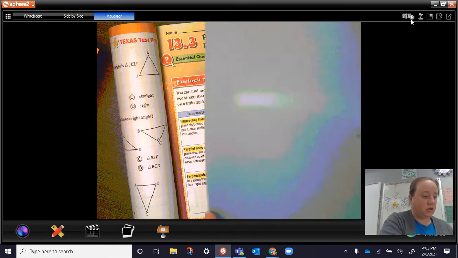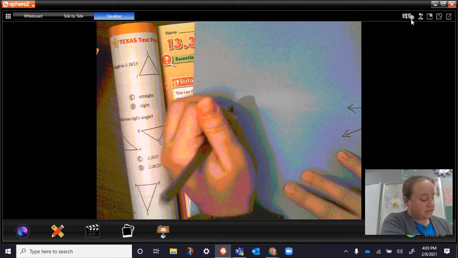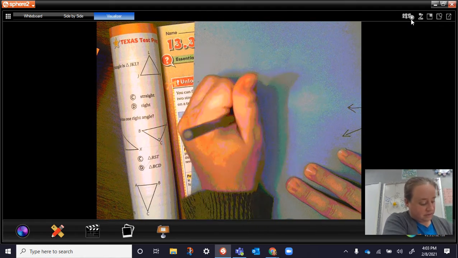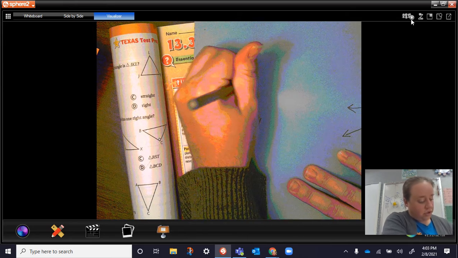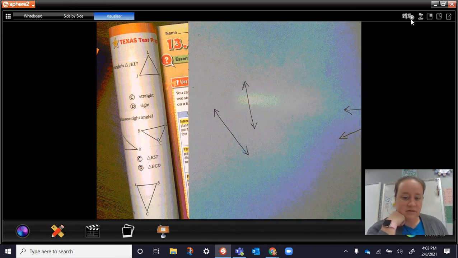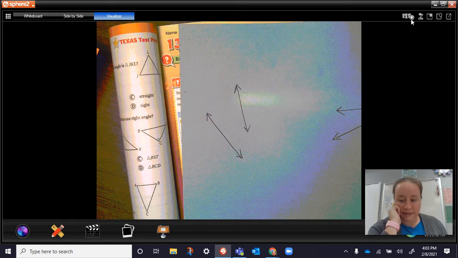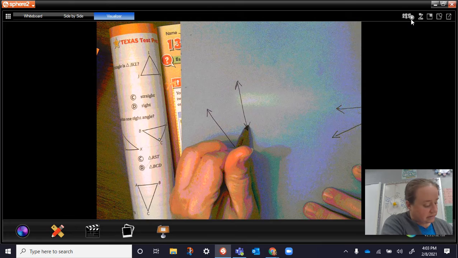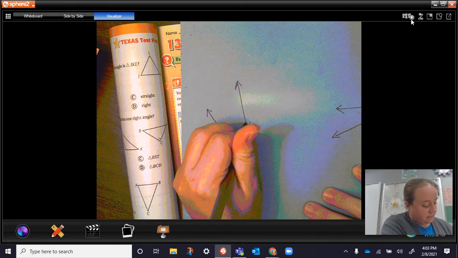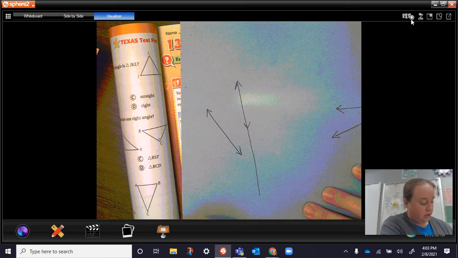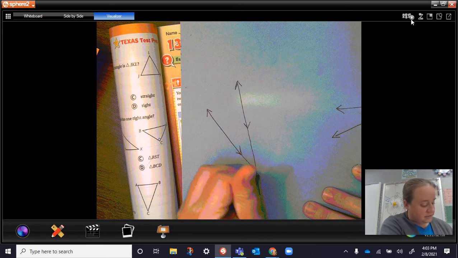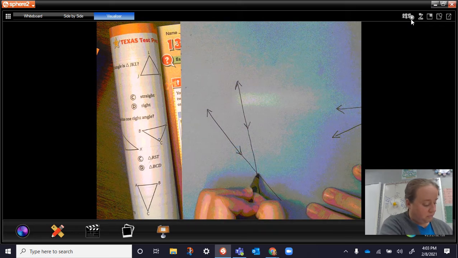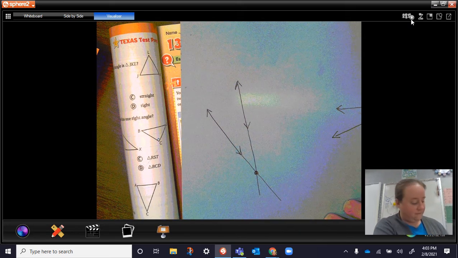Now, let me draw an example real quick. Sometimes you have lines that are not intersecting, and I can't say that these are parallel just because they're not touching. Not touching is not a deal breaker, because this line has that arrow, which means it's going to continue and continue and continue. And this one has the arrow, meaning it's going to continue and continue and continue. So at some point they will intersect. Even though they're not right now, at some point they will.